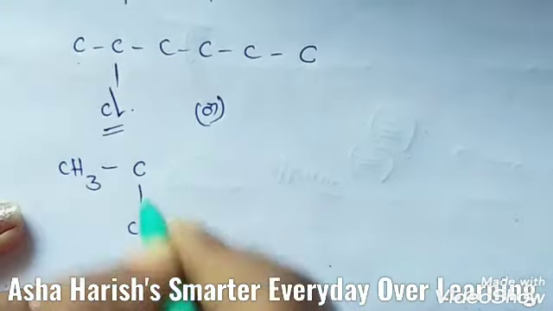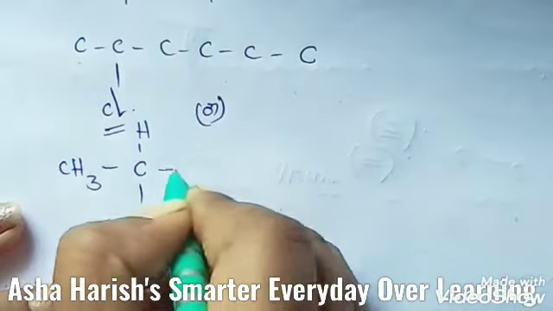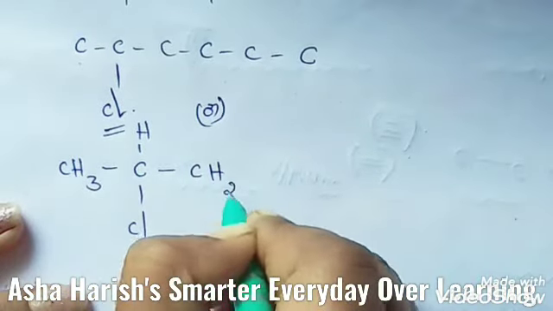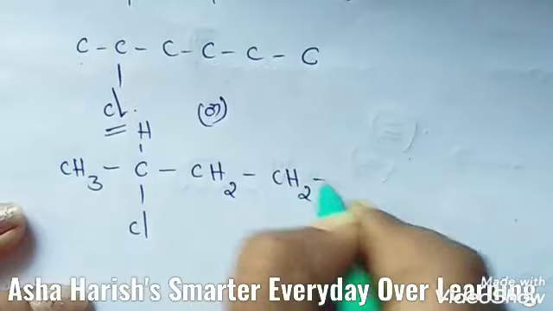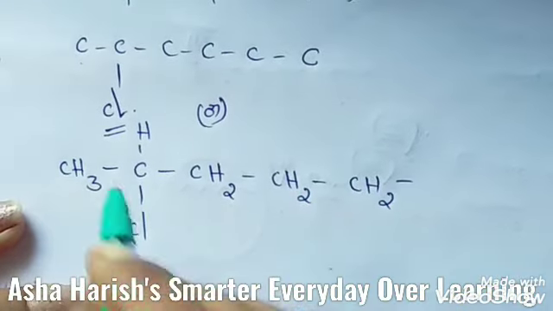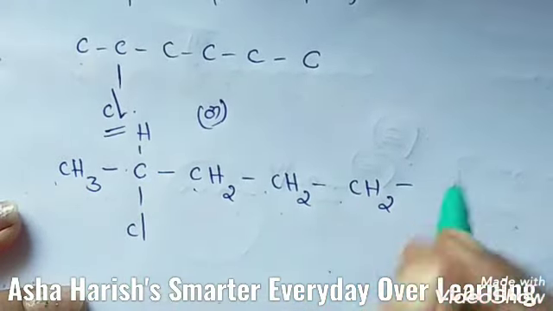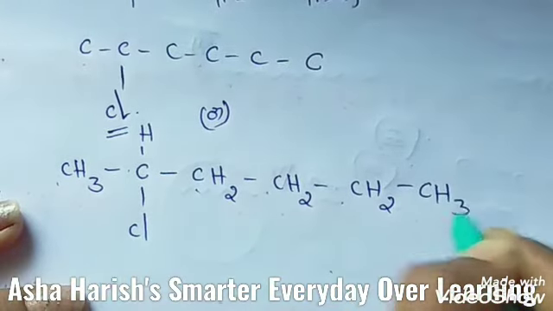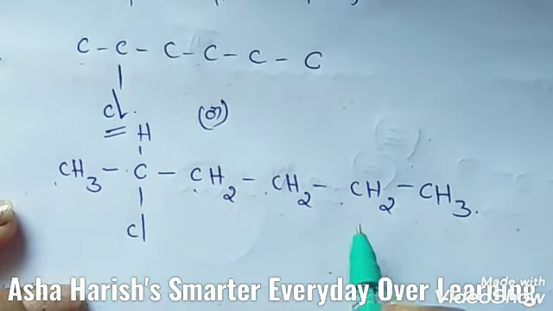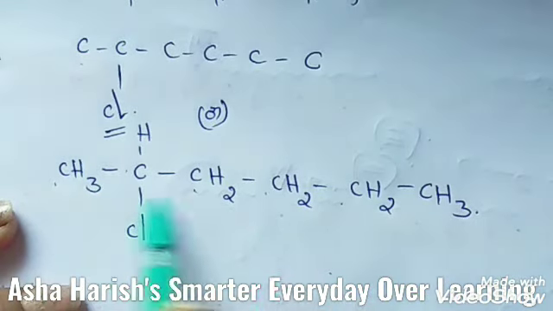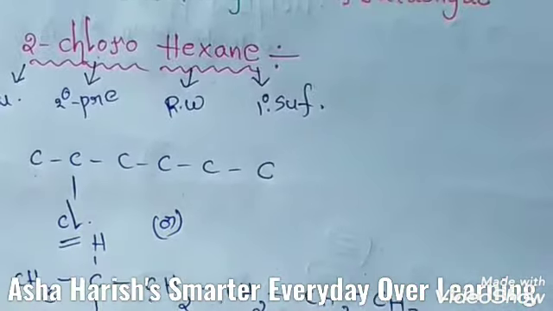C here must be Cl, so CHCl and CH2, 1, 2, 3, 4, 5 and another one here CH3. So this is the compound, the name is 2-chlorohexane. Here see 6 carbons located, then hexane.